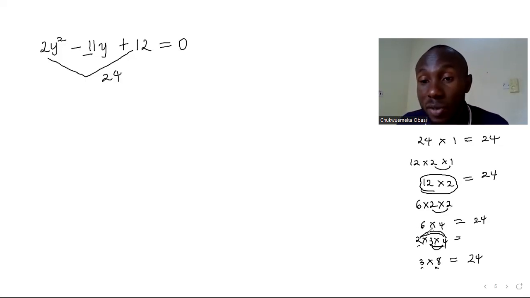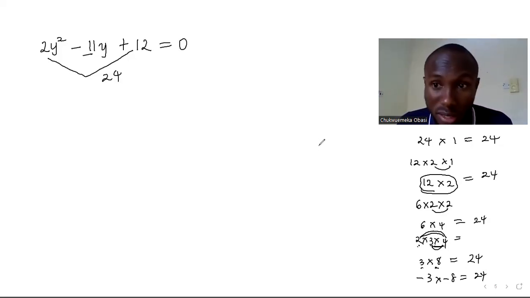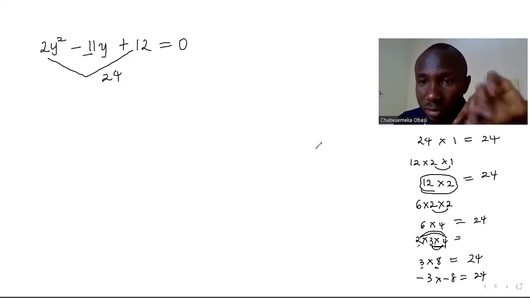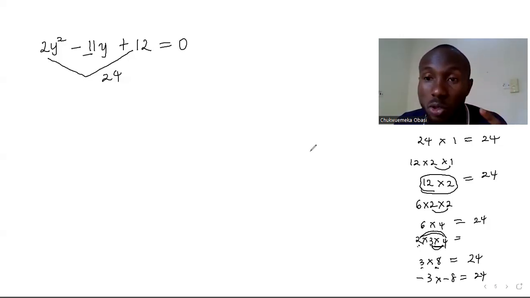But I need a negative 11. So it's very simple. Just put your minus 3 times your minus 8. That will give me 24, and when I add it, I'll get negative 11. I know it's a little bit like turning some things upside down, right? But when you do more examples, you get to know it.